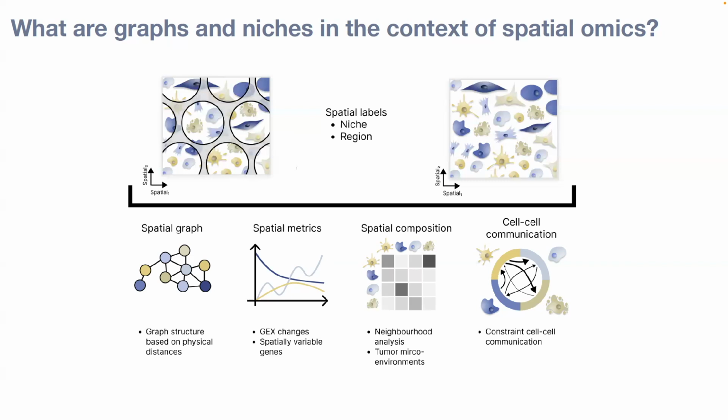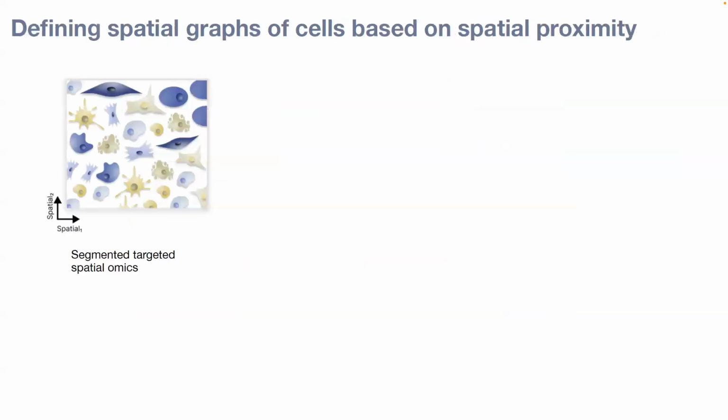All of these are commonly based in space on one component, and that's the spatial graph. I think everyone in the room is quite familiar with the KNN graph we like to define in single-cell RNA-seq. In space, it's much easier because we get a really natural representation of the cells. So we can define the graph in a really nice way by looking at the segmented targeted spatial omics.